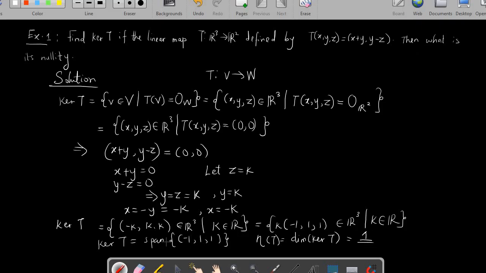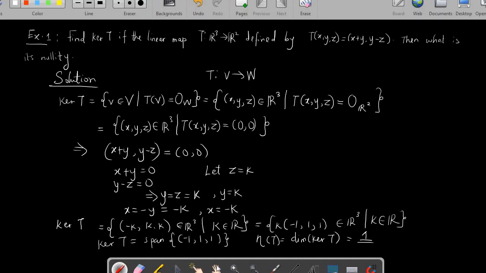How do I know the number of elements? This is like a set, right? When I define the kernel of a map, I told you that it's a set of vectors v which is an element of capital V, and also... So this is our set. The span of this set is just having one element, and the element is this minus 1, 1, 1. This entire xyz guy is an element. Okay, so your nullity is 1 and your kernel is span of minus 1, 1, 1.